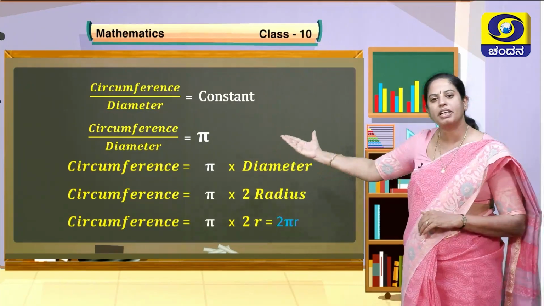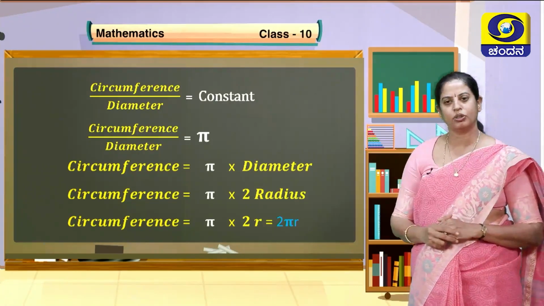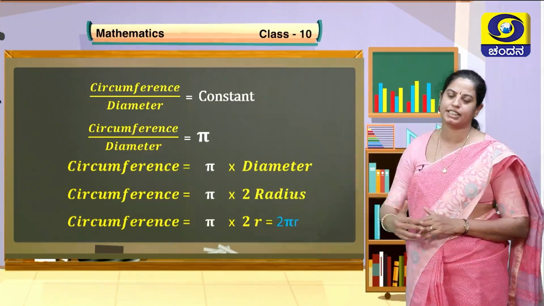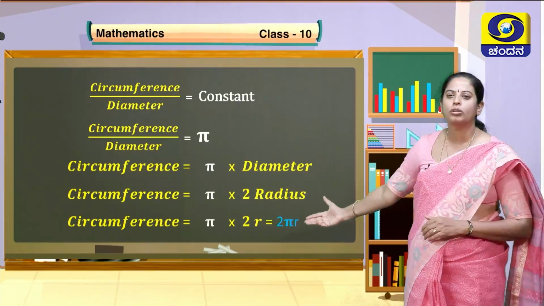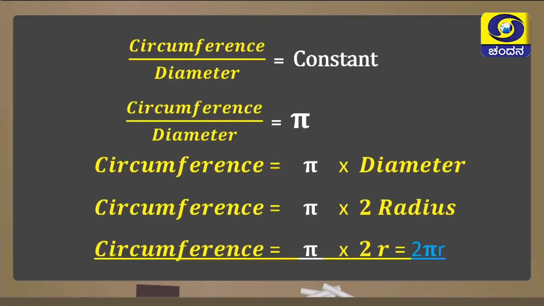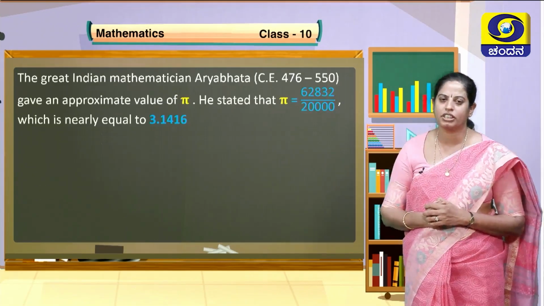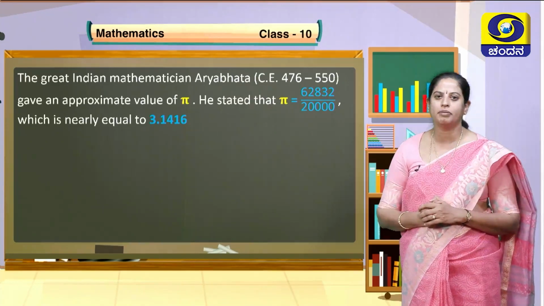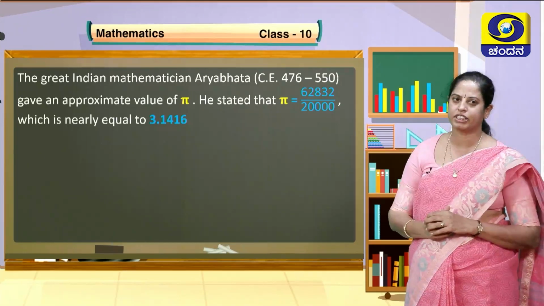If you cross multiply diameter to this side, circumference is equal to pi into diameter. You know diameter is twice the radius. Therefore, circumference is equal to 2 pi r is the formula that we derived to find the circumference of the circle. This circumference is also known as perimeter of the circle. Yes, children. This observation was made by great Indian mathematician Aryabhata during 576 to 550 CE.